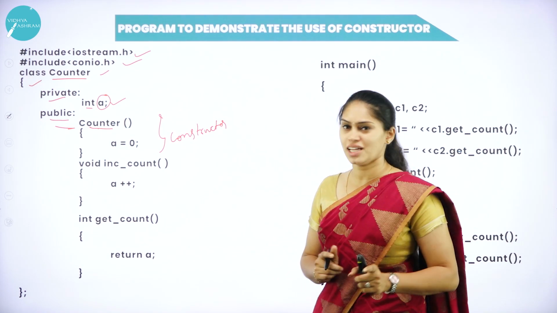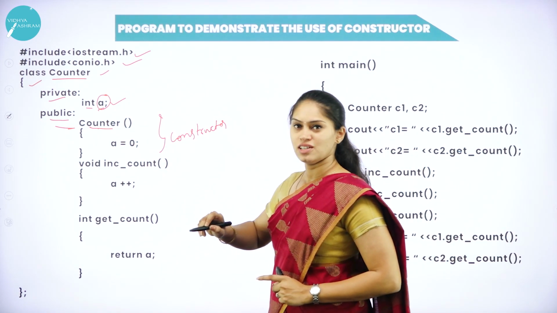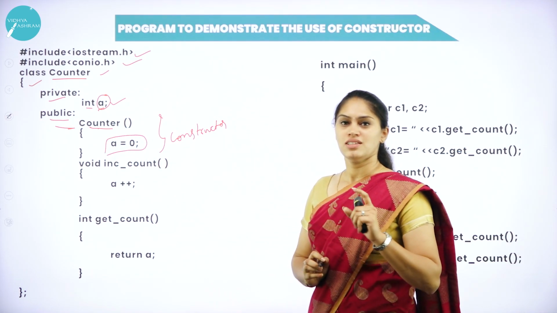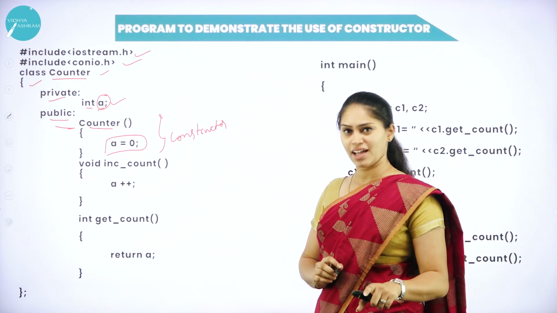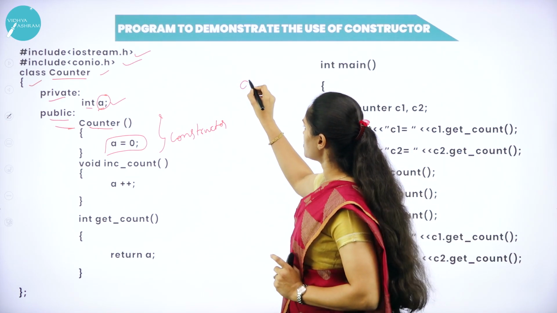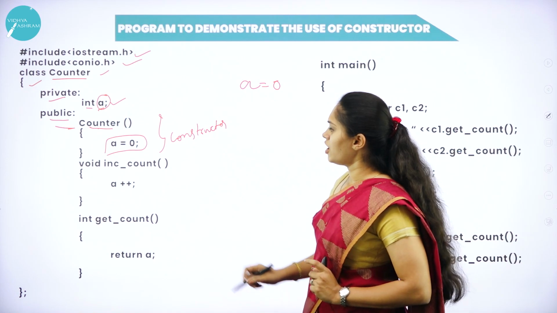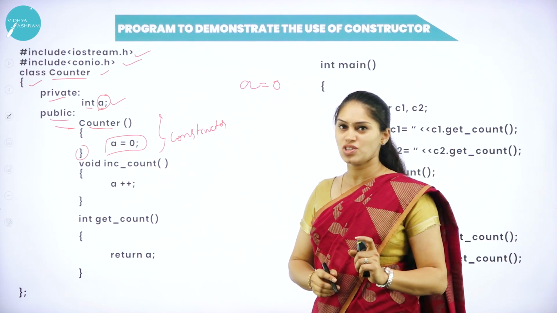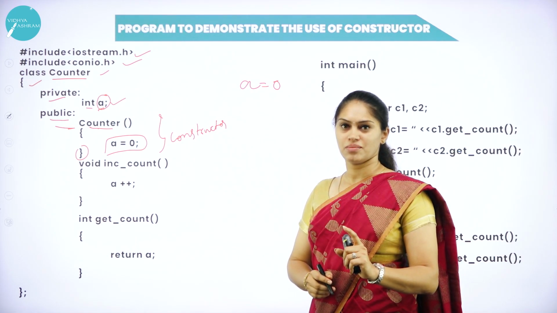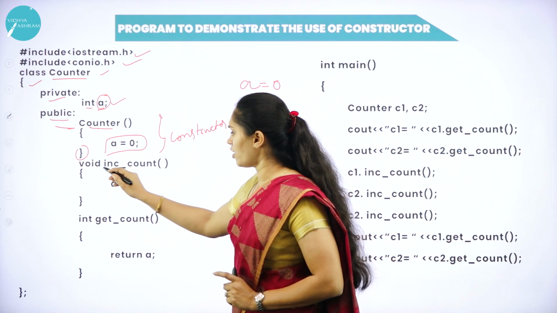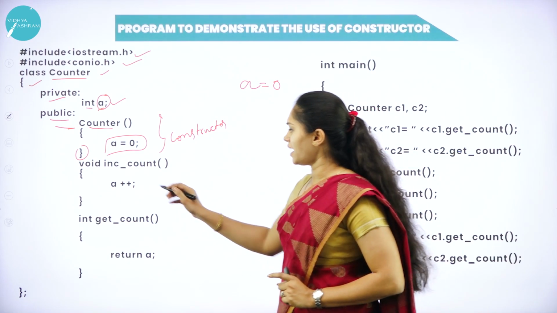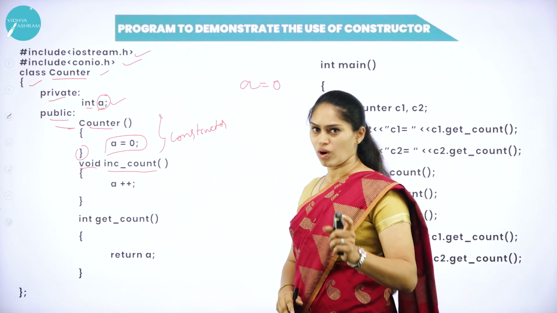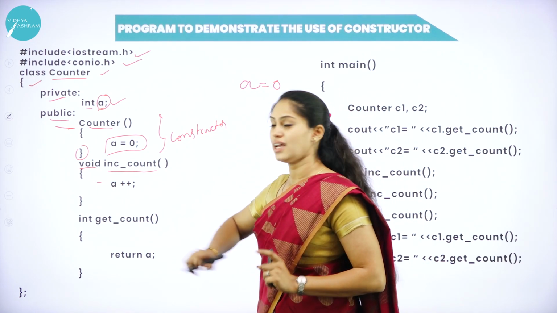Which is the data variable here? That is A. With the help of this constructor, I am going to initialize this A to 0. What is the initial value of A now? That is 0, so I am assigning A to 0. After that, I am going to close the scope of this counter member function, which is nothing but a constructor. And after that I have one more member function, that is increment count, and it has a return type void, so it will not return anything.